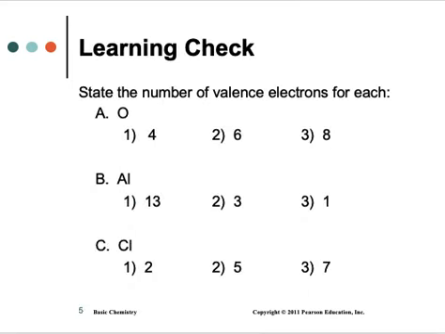So let's do a quick review. State the number of valence electrons for each. Okay, so if oxygen is in group 6, then it must be 6. If aluminum is in group 3, it must be 3. If chlorine is in group 7, it must be 7. So looking at the periodic table could instantly give you these answers.